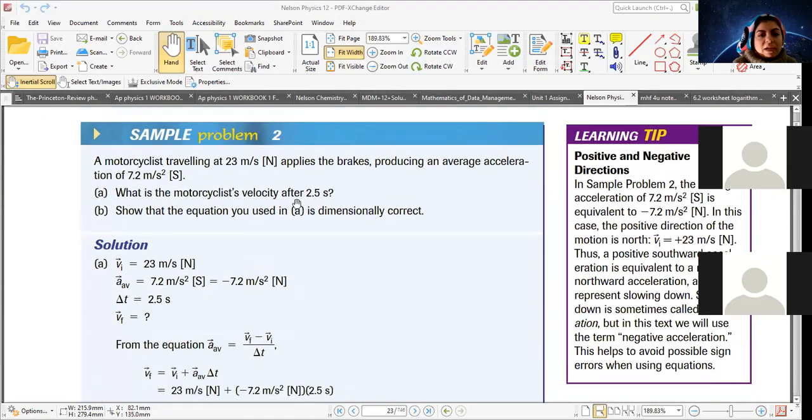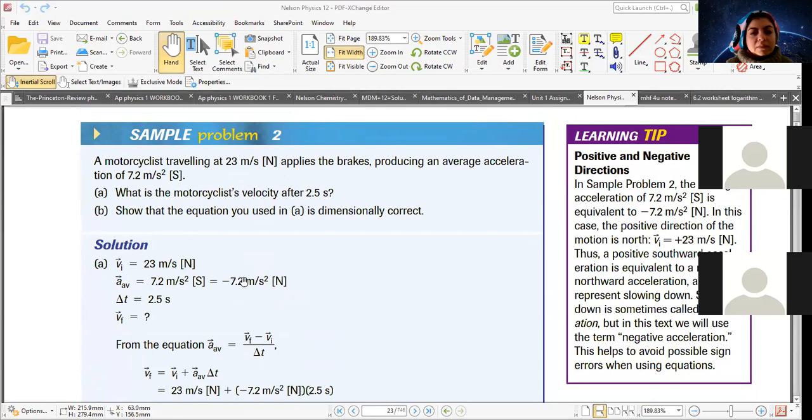A motorcycle is traveling 23 meters per second north and applies the brake, producing an average acceleration of 7.2 meters per second squared south. So here is north, this is south. I need to first turn the south into north. How? 7.2 meters per second squared south, south is negative north.